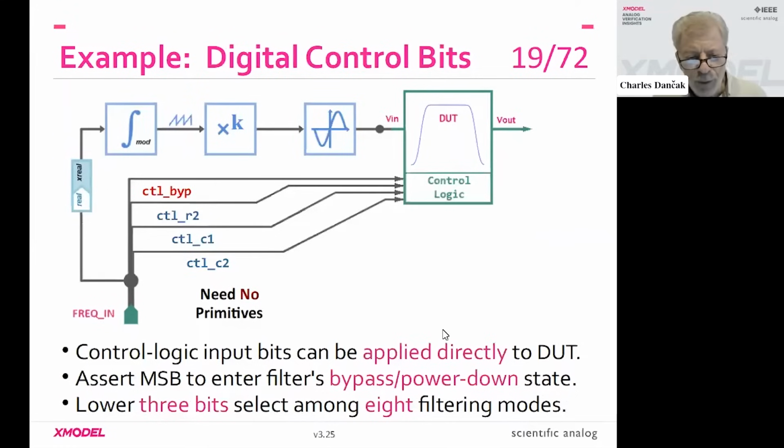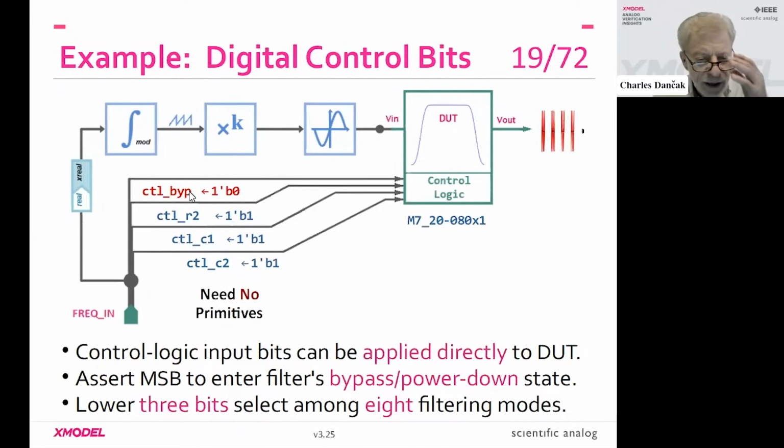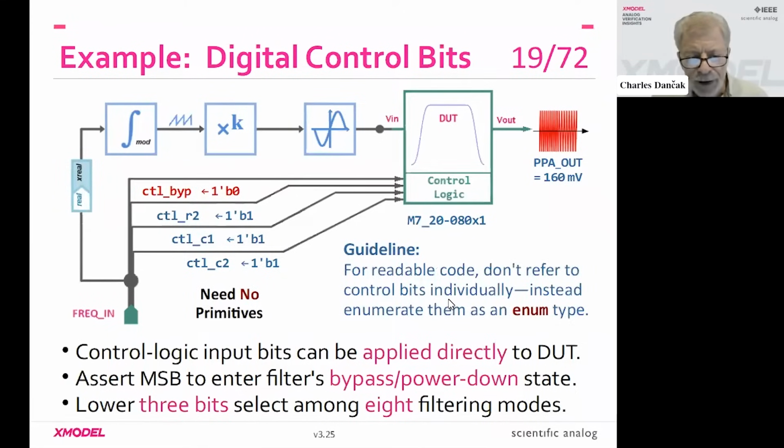What about the digital control bits? No primitives needed there. We can feed those directly into the control logic inputs of the DUT. And so for normal filtering operation, we want the bypass power down bit deasserted, and the other 3 bits fiddling with the resistors and capacitors in the feedback network select a given passband mode. In this case, it's mode 7. And so we're ready to test the filter. We've chosen the mode and the input frequency, and we're ready to test it.